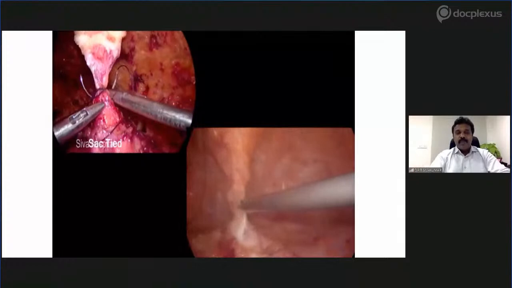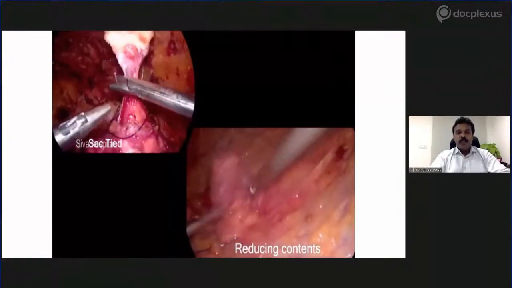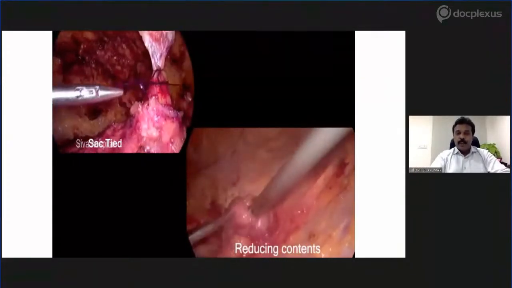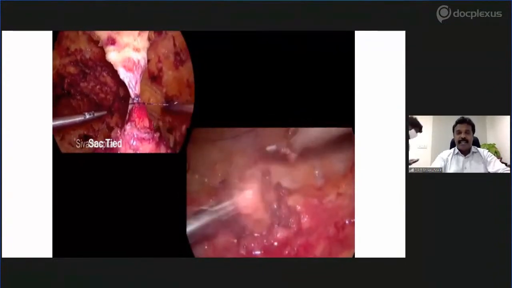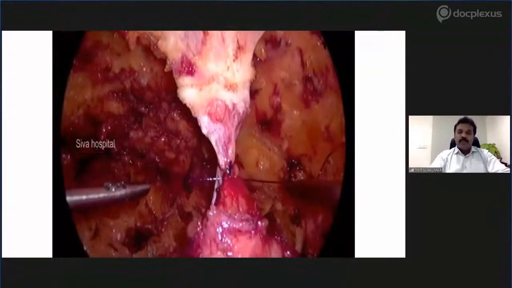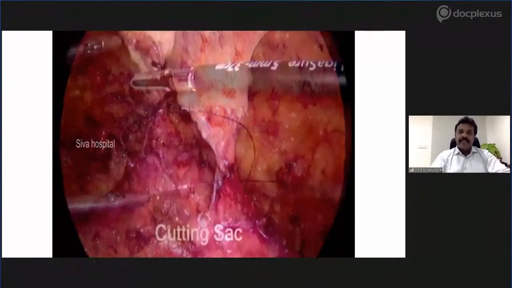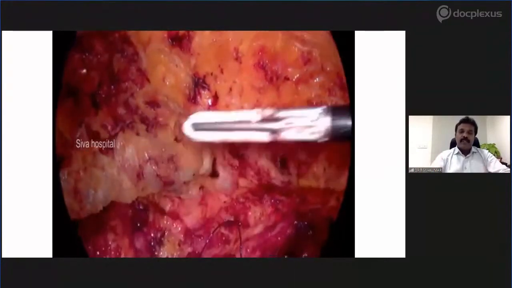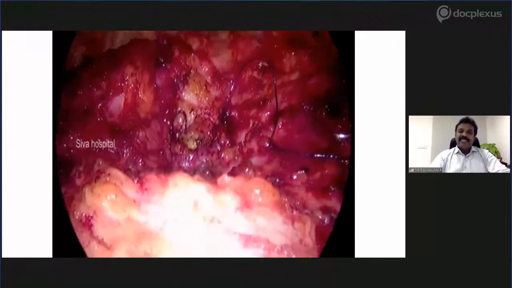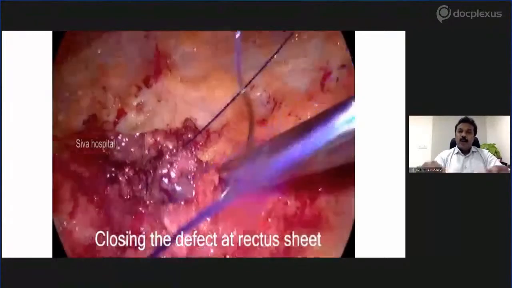Now transfixing the sac with the 2-0 Vicryl. On one side you can see I am reducing the content. On the other side, in the left side, you can see how I am transfixing the sac. After that, disconnecting the tube or umbilicus from the sac. Now closing the defect.